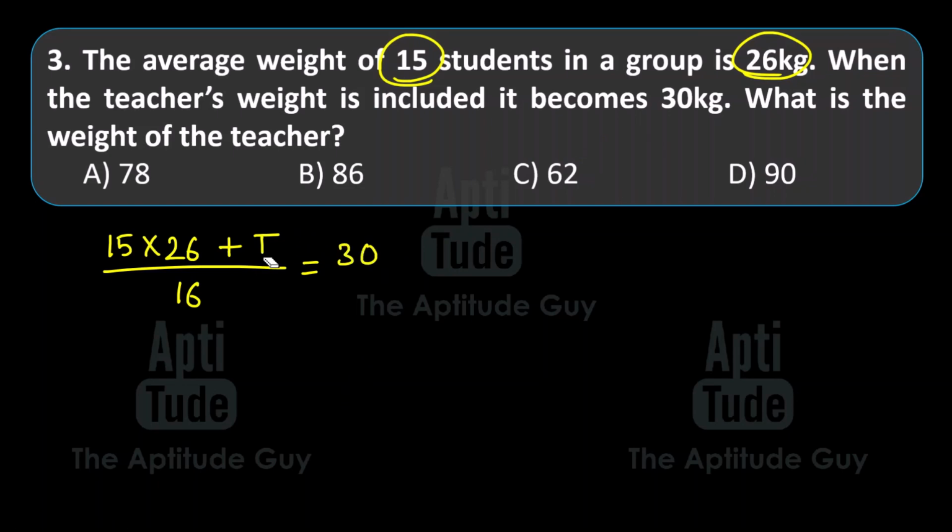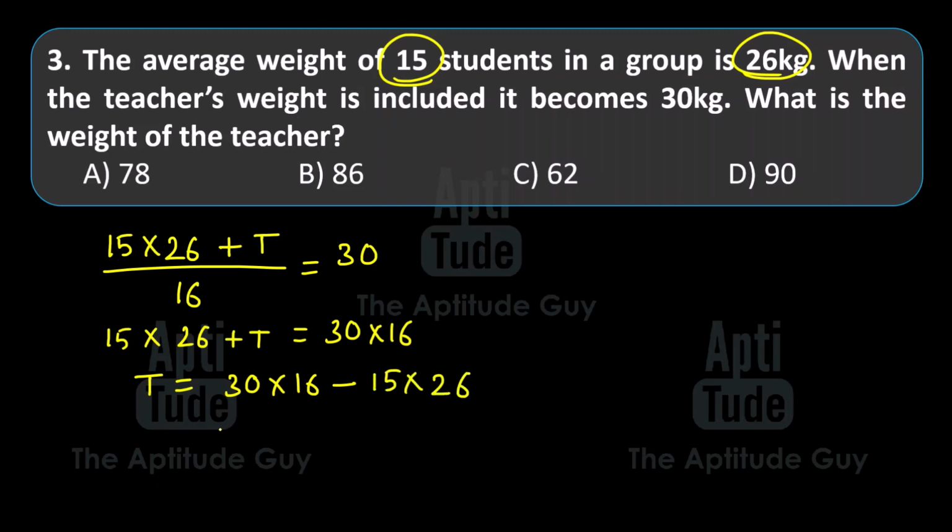That's it. All we have to do is solve for t. Linear equation in one variable. 6th standard mathematics. All of you know this. So we have 15 into 26 plus t equals 30 into 16. So t equals 30 into 16 minus, this will come this side, 15 into 26. When you solve this, you will get 90 as the answer. Answer is option D.